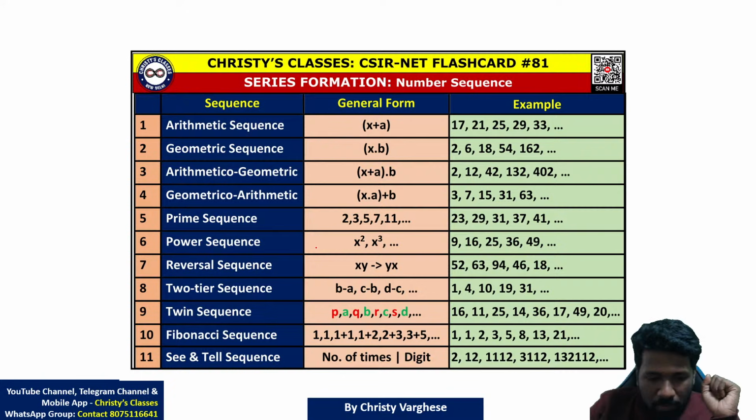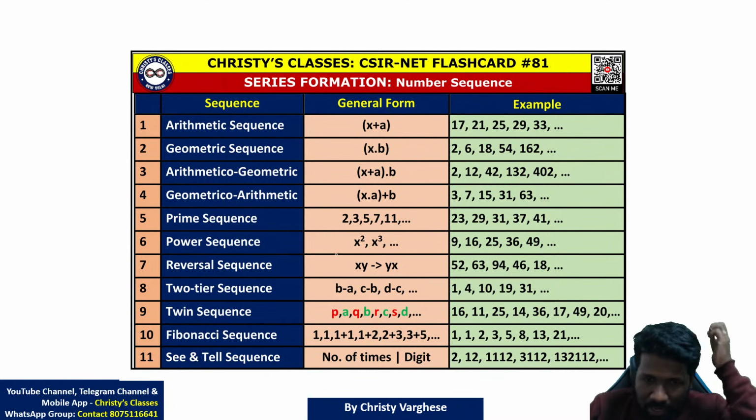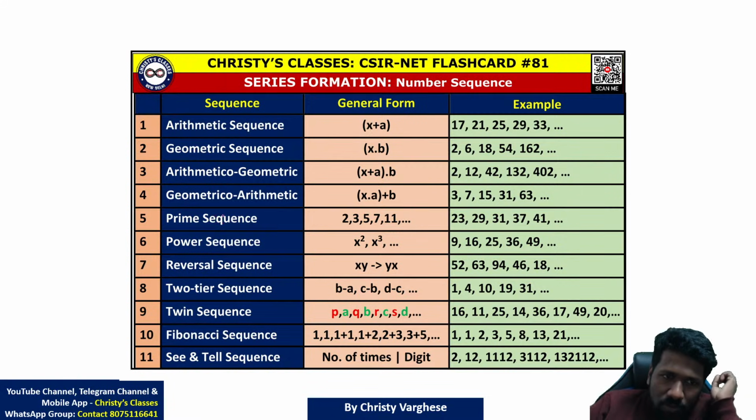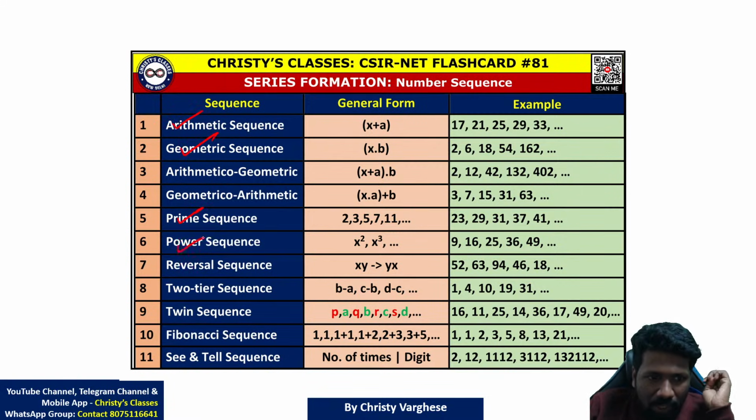Then series formation chapter is a very important chapter. Very important means last few years GATE exam में question आ रहा है, NET exam में कम question आ रहा है, but they can ask and it is not very difficult to solve. Major type of number sequences are listed here. Arithmetic, geometric, prime, power, reversal. ये 5 standard sequences you should know.